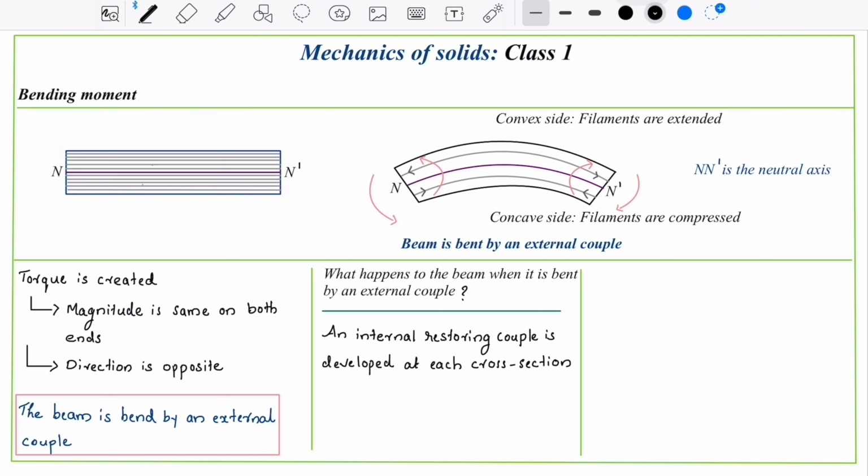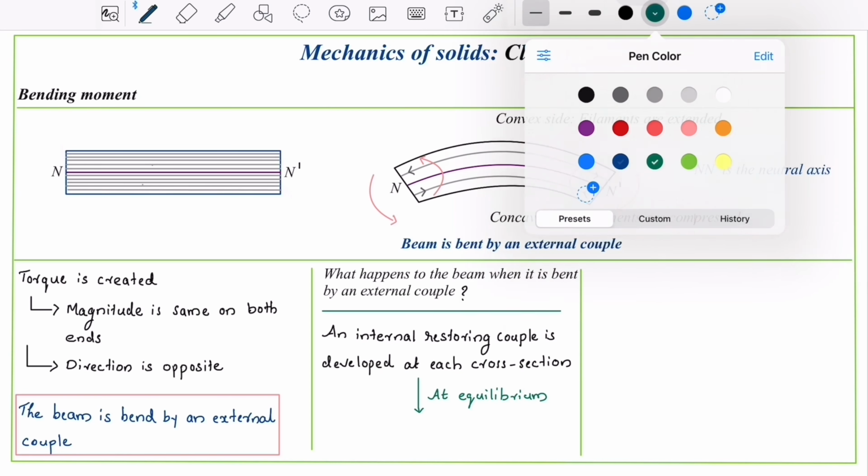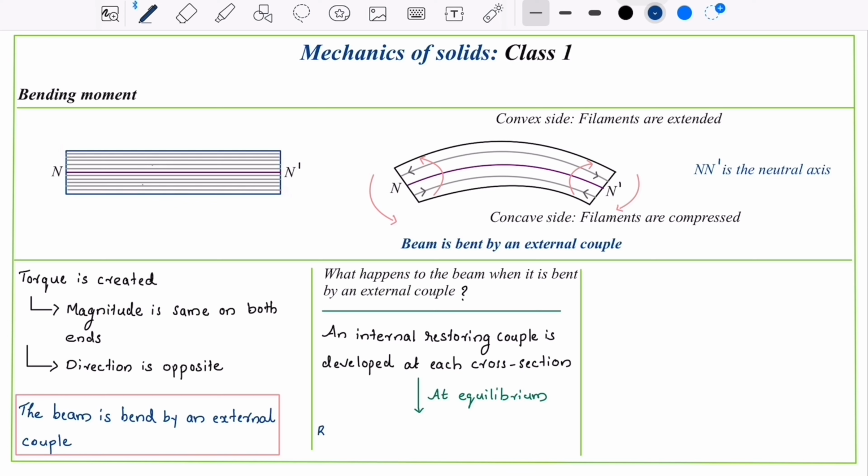Why does the beam undergo an equilibrium state after it is bent? When the beam is bent by an external couple, at the same time an internal restoring couple is developed at each cross section. And after some time an equilibrium is reached, and at equilibrium this restoring couple that is developed at each cross section of the beam is equal to the external couple that is trying to bend the beam.